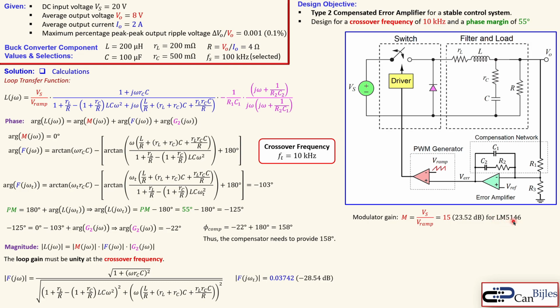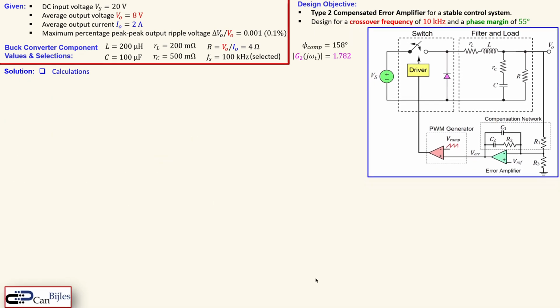for our buck controller, which we will discuss shortly, the LM5146. And then we have the crossover frequency, and the compensator G2 needs to add the following gain, which is 1 over M times F, which in this case is 0.03742. So we need approximately 1.78 as the gain, which in dB is 5.02 dB. Okay, now we have the necessary information. We know how much compensation we need in degrees. We also know how much gain our compensation needs to add at that unity gain frequency, or the crossover frequency.